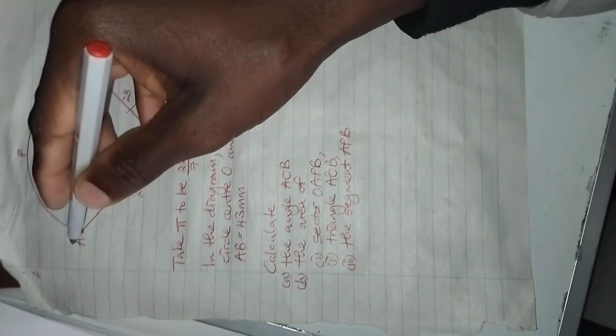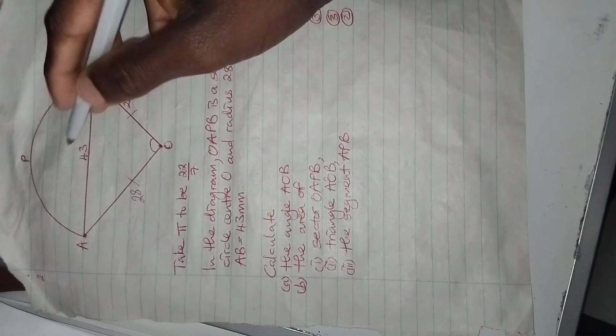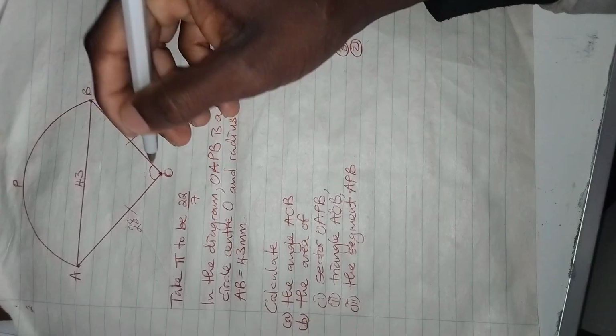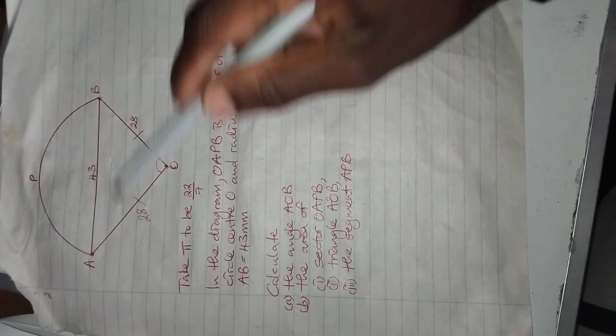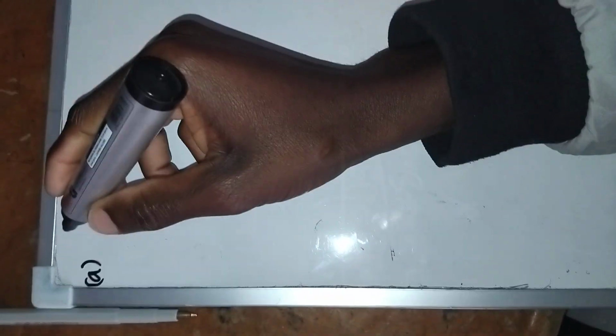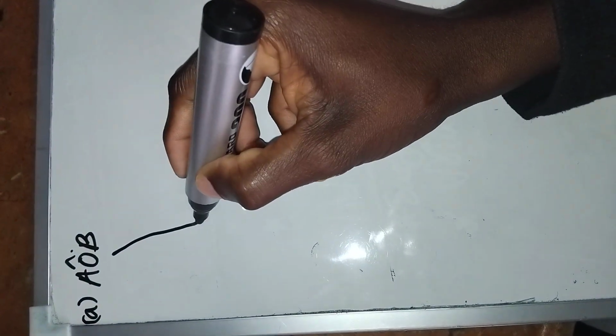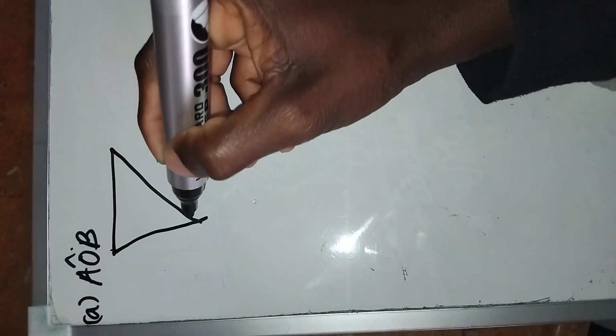In our shape OAB, we have 3 sides. How do we find the angle? We use the cosine rule, which applies when we have 3 sides. I think you remember it from school, so let me work it out. Part A, the angle AOB. Draw your diagram.